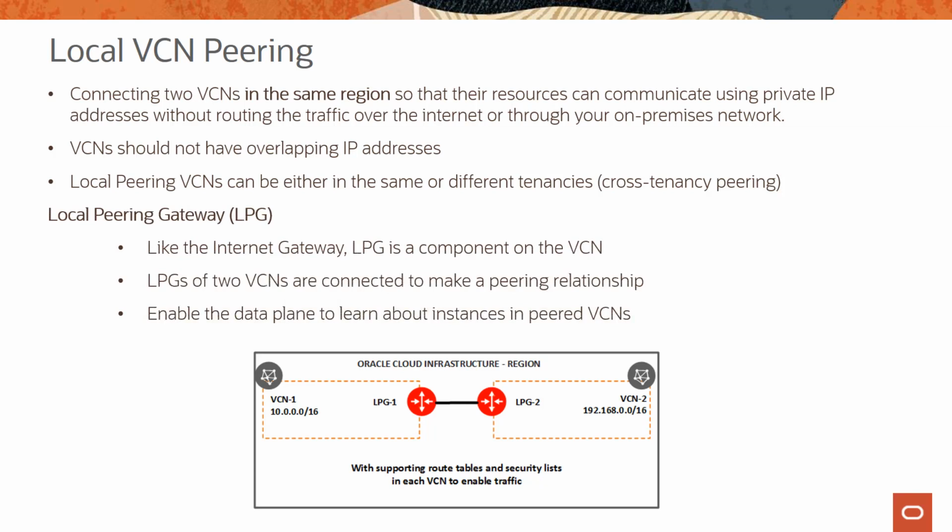To set up local VCN peering, you have to create a component on each VCN side. We call it an LPG, or local peering gateway. You can create up to 10 such LPGs per VCN.